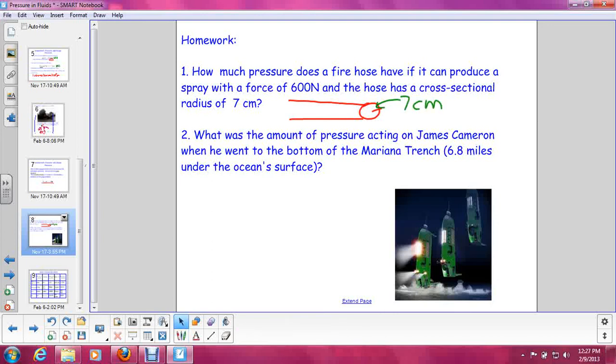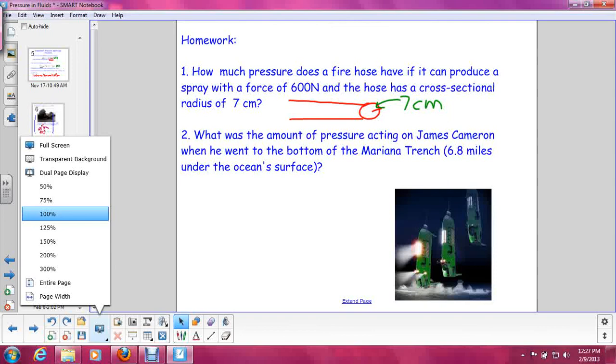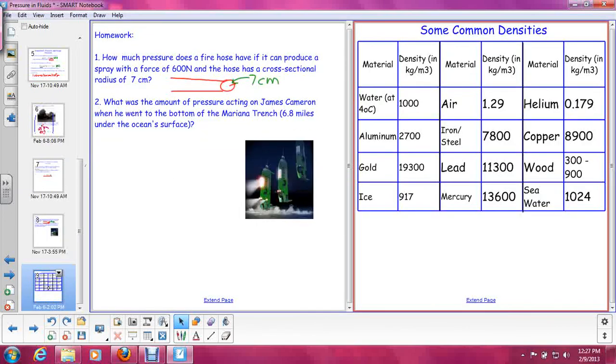And what was the amount of pressure acting on James Cameron when he went to the bottom of the Mariana Trench, which he just recently did in 2012? And the Mariana Trench is 6.8 miles under the ocean surface. How much pressure was acting on him when he was down there? You may need to use our handy-dandy density chart here. So there it is as a reference.